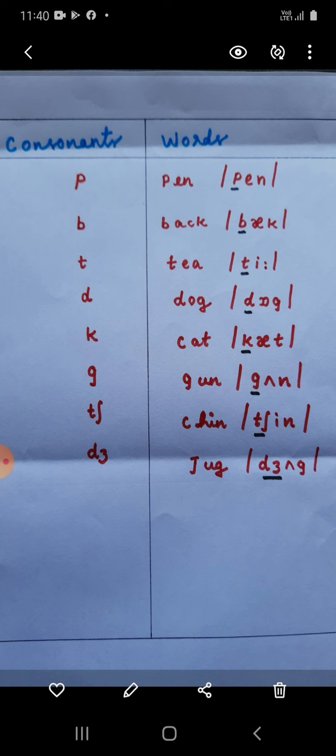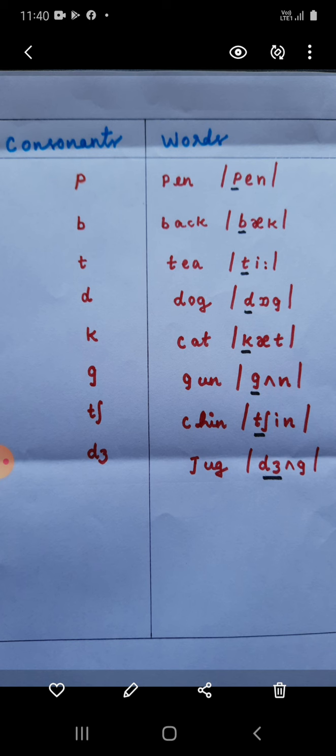The example we have provided here is chin, C-H-I-N. Clear? Then how to write that? As already studied, first open the slash, then small letter T and long S, that is ch. Then small letter I, and the pronunciation is E. While we were studying vowel sounds, we studied that E and E. Remember? So ch plus E plus N together give you the word chin, ch as in chin.